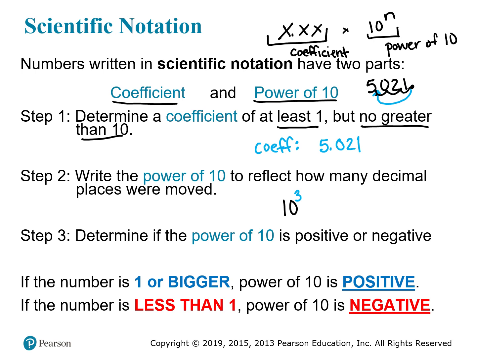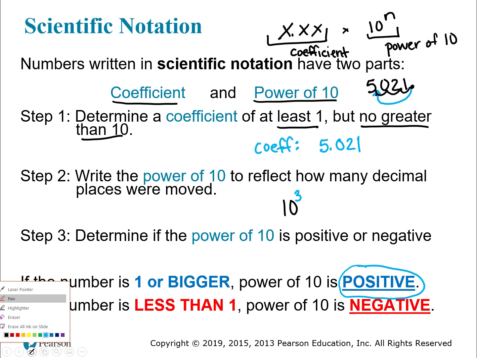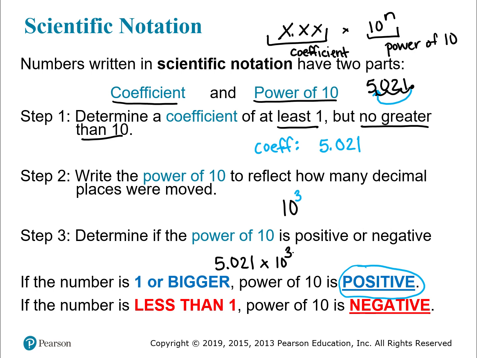Then we have to figure out if the power of 10 is positive or negative. Look at your number. We started out with 5,021. If your number is 1 or bigger, your power of 10 is going to be positive. If your number is less than 1, the power of 10 is going to be negative. Our number is certainly bigger than 1, so our power of 10 is going to be positive. We don't have to write a positive sign. But when we put the whole thing together, our number in scientific notation is 5.021 times 10 to the third.